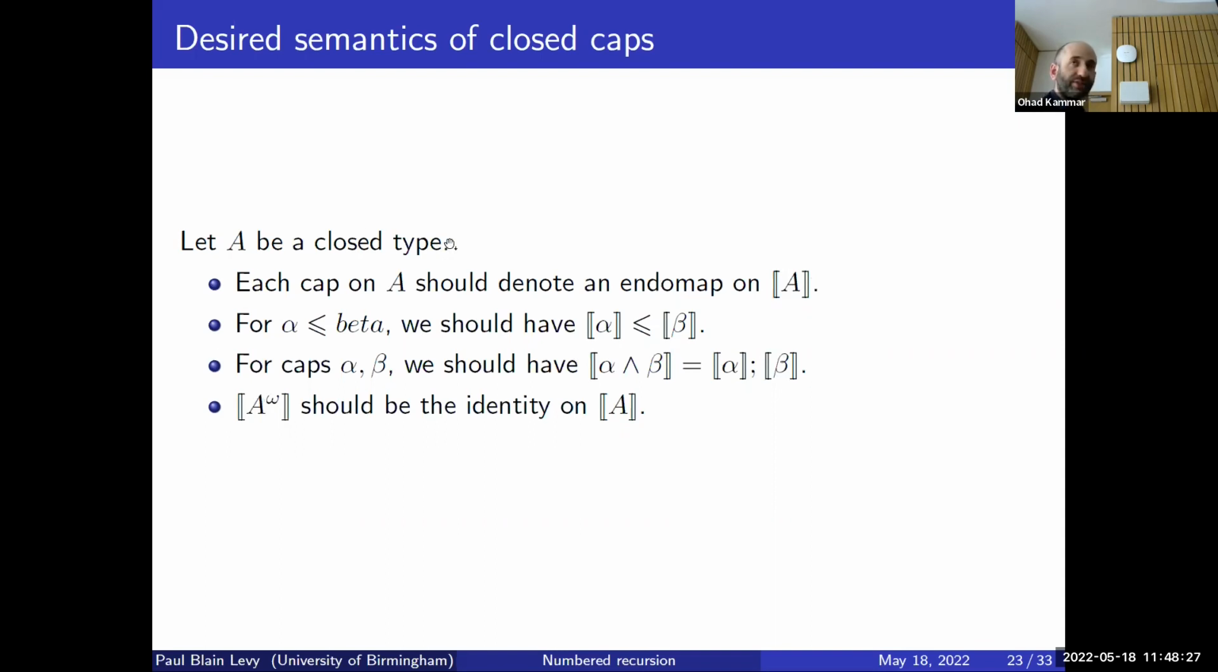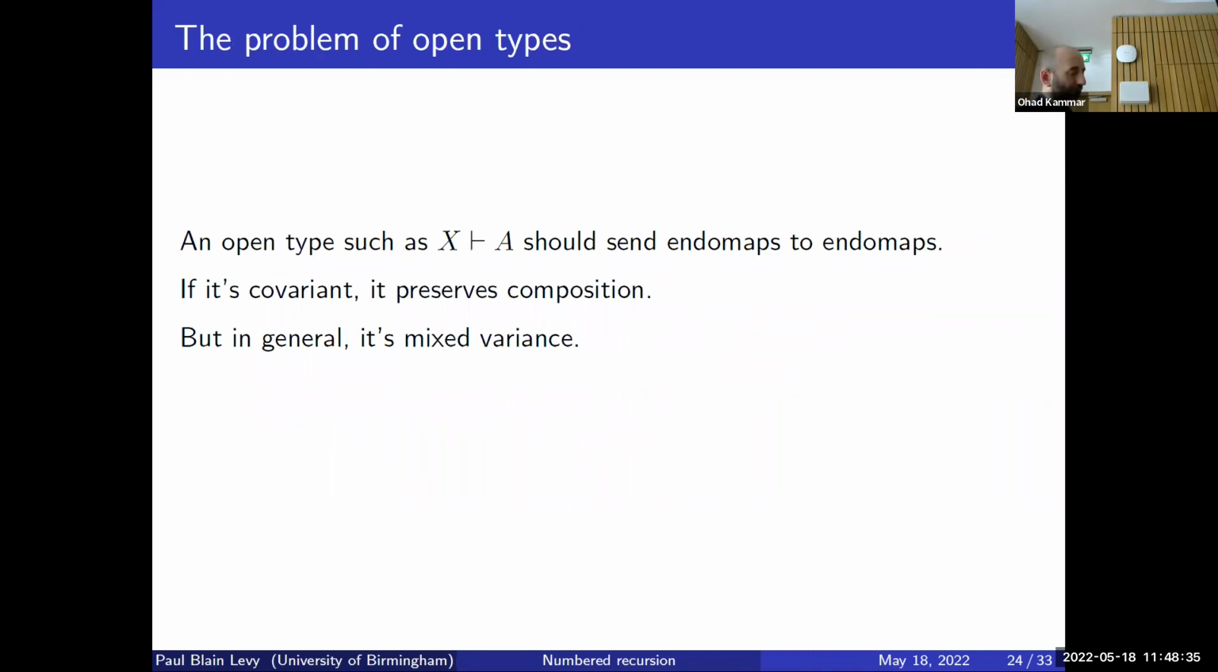But of course, this is only for closed types. We have to deal with open types to give a denotational semantics. So let me now try and go off onto open types. Let me just say briefly, we want to say, if we've got an open type with a single free variable, let's say, intuitively, it sends CPOs to CPOs, it sends embedding projections to embedding projections, and it should also send endomaps to endomaps. Now, if we knew that A was covariant, then we would expect the endomap part to preserve composition. But the problem is, it's not, it's mixed variance. So that's not going to work.